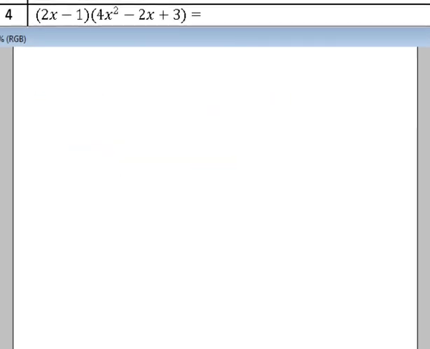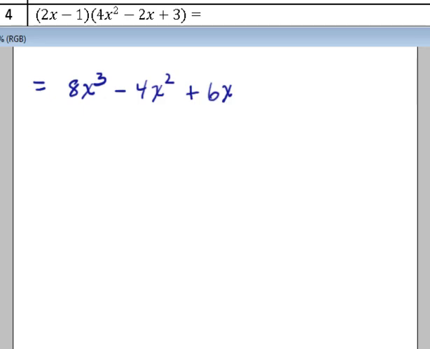In question 4, we're multiplying a binomial times a trinomial. So we start by multiplying by 2x. So we have 2x times 4x squared, that's 8x cubed. 2x times minus 2x, that's minus 4x squared. 2x times 3, that's plus 6x.